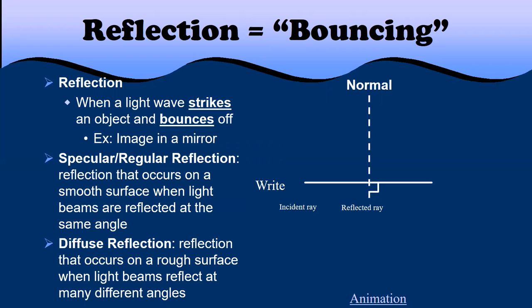Or it can be diffuse reflection. Diffuse reflection occurs on a rough surface, when light beams reflect at many different angles. So if you take something like a smooth mirror, you can see yourself perfectly fine. But if you look at something like a coin, which has different level surfaces, and you look at yourself in it, it may look different because the reflection has been diffused.